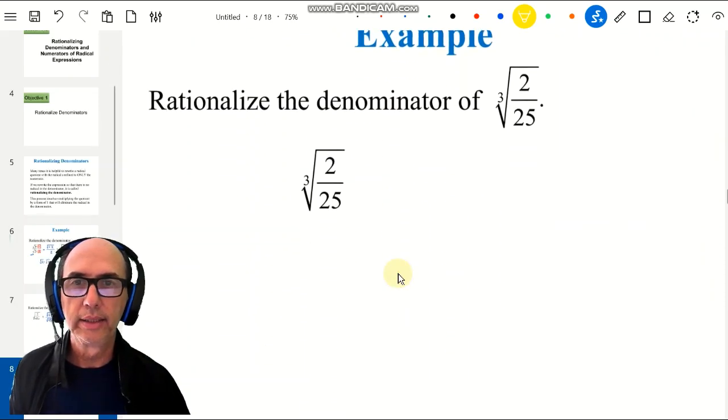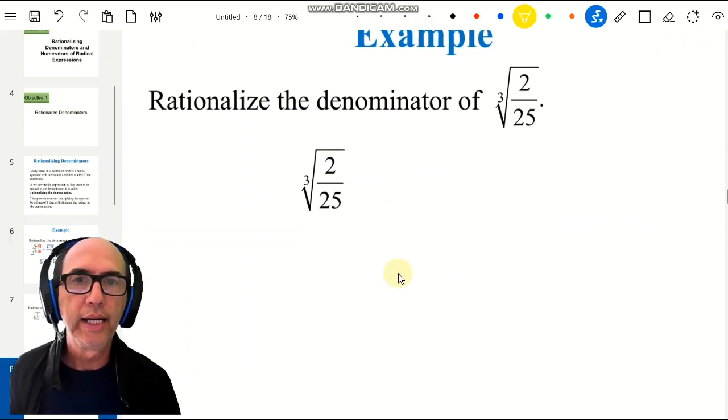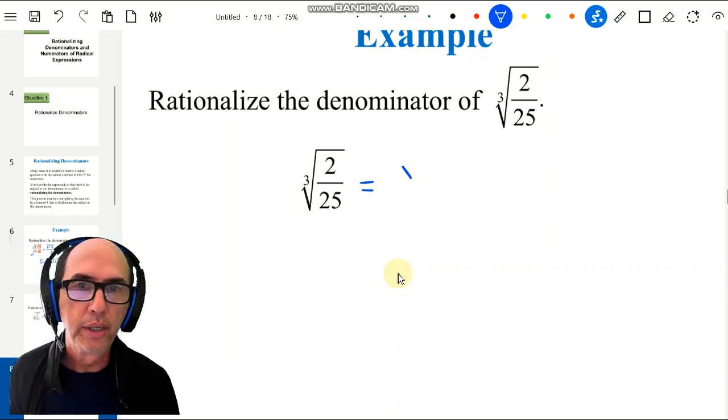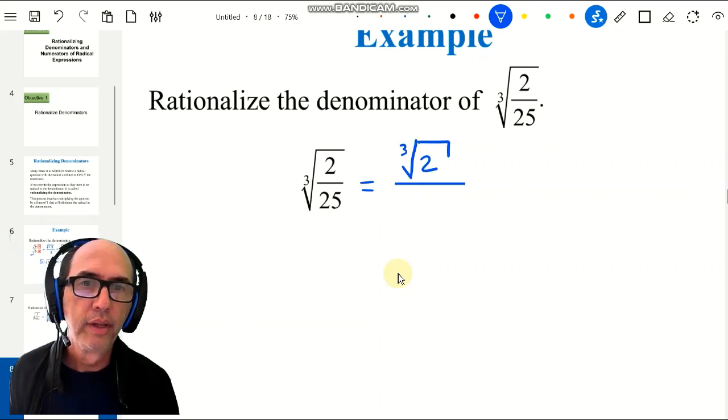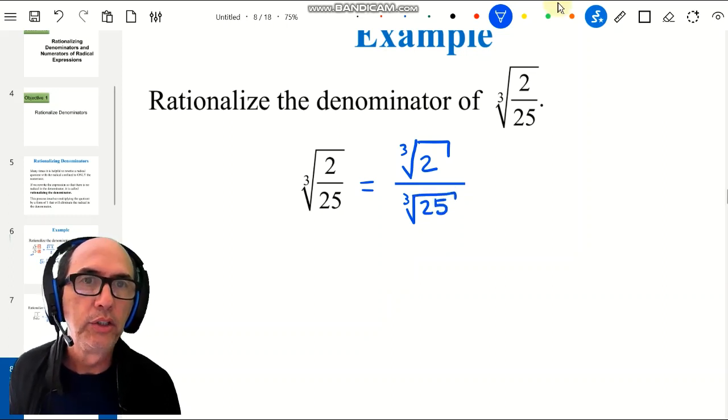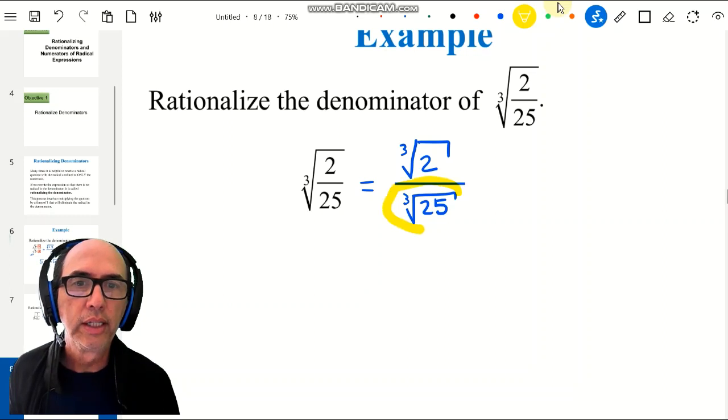Okay, next example. Rationalize the denominator. We don't want a square root. Now we have a cube root. We can write this as cube root of 2 over cube root of 25. Right? We don't want this cube root of 25 on the denominator.